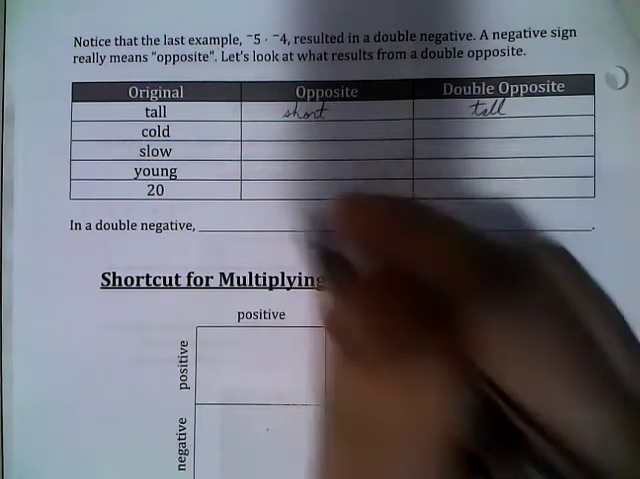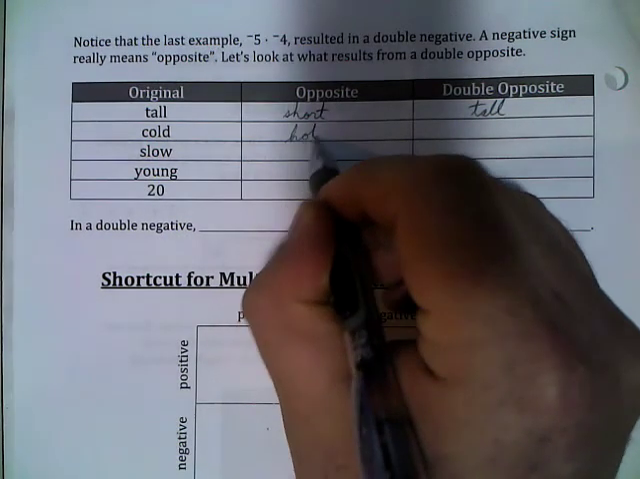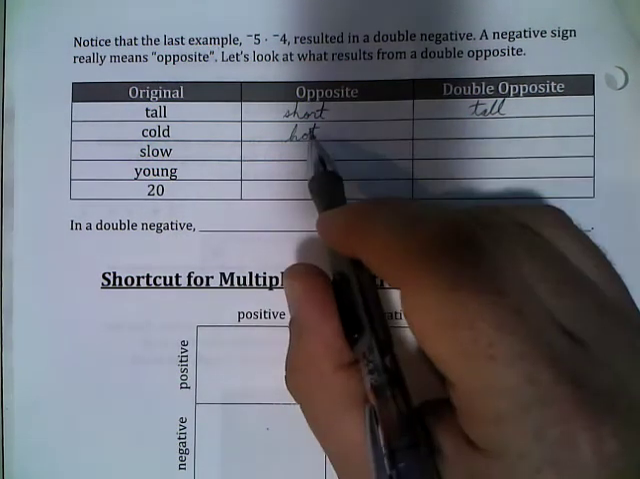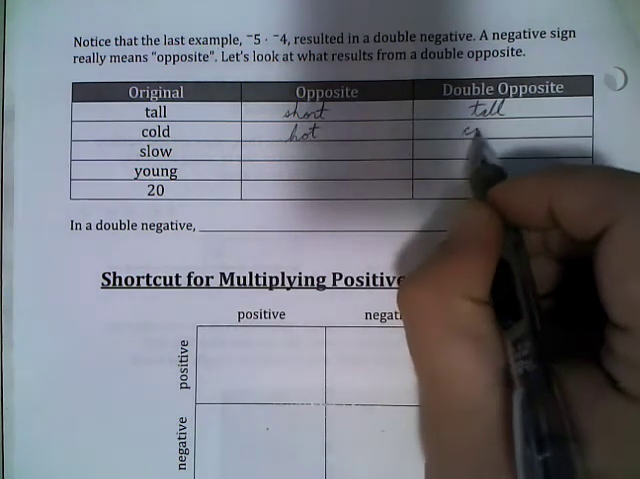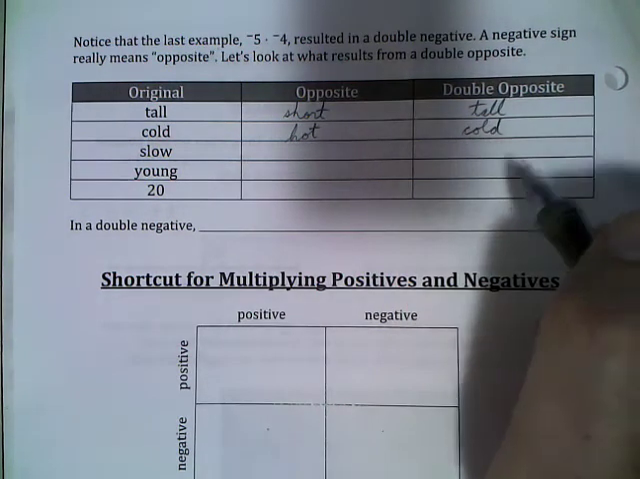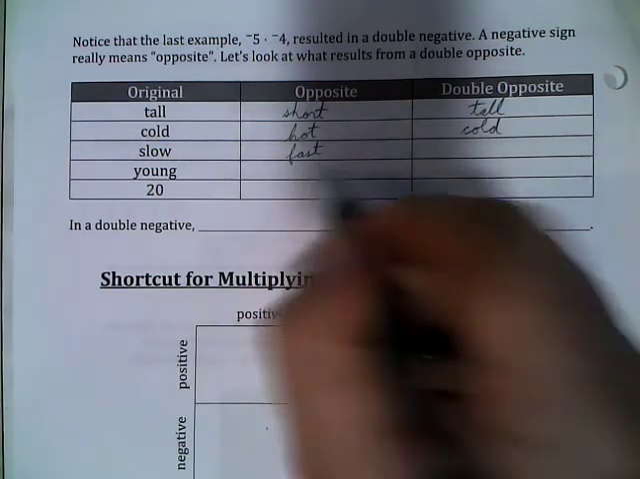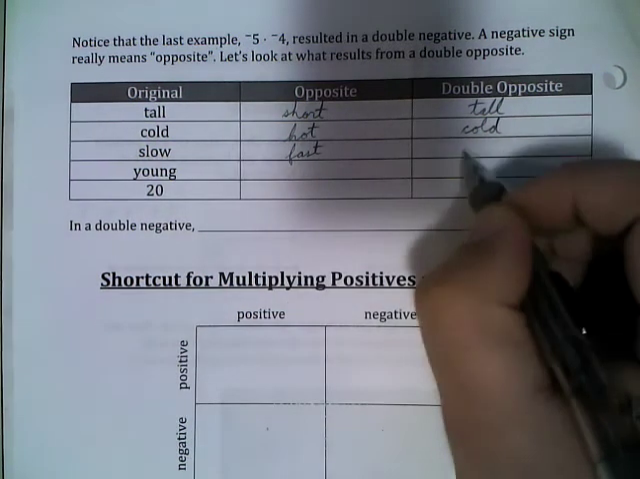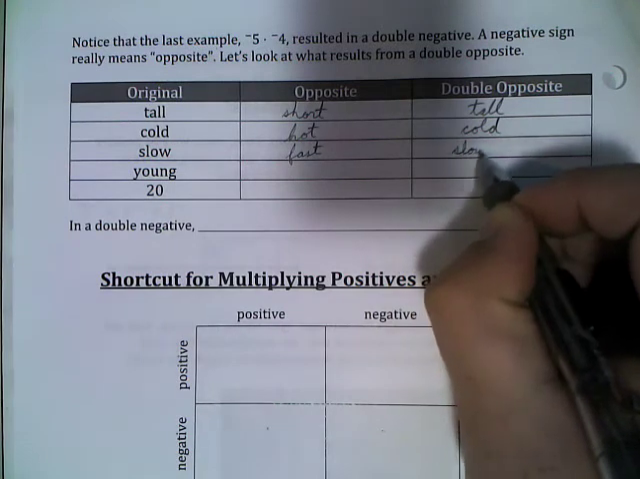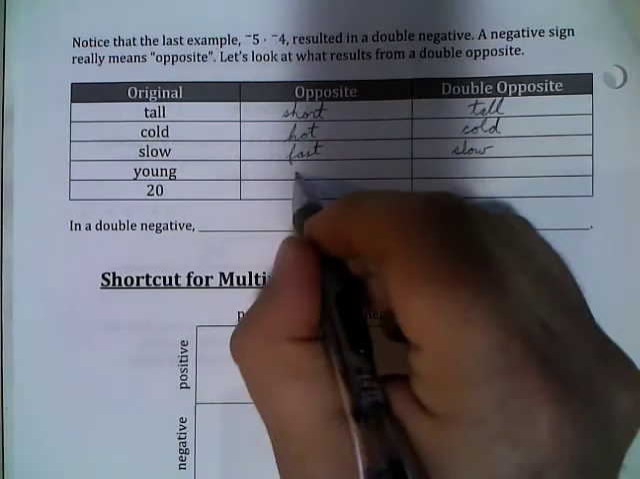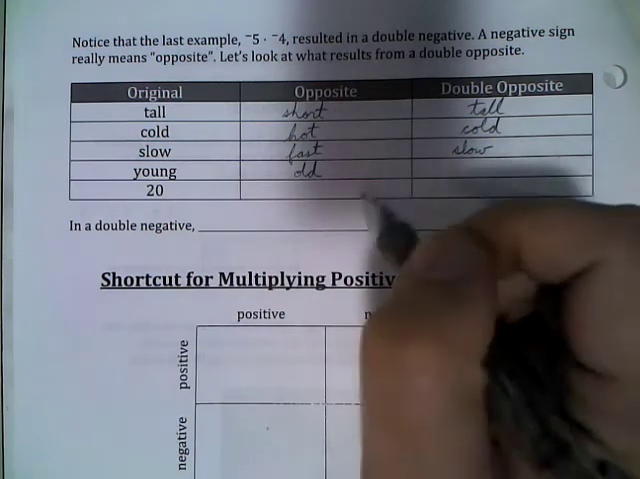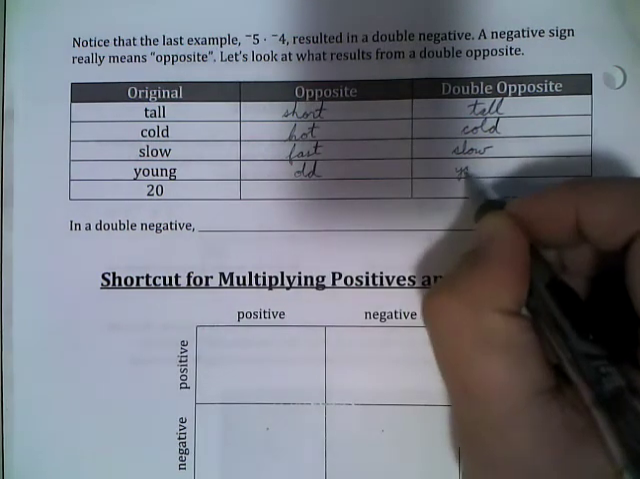If I ask you what the opposite of cold is, I hope you would say hot. So then the double opposite, so the opposite of that again, would be cold. The opposite of slow is fast. So then if I take the opposite of that again, I'm back to slow. The opposite of young is old. And then the opposite of that again is young.